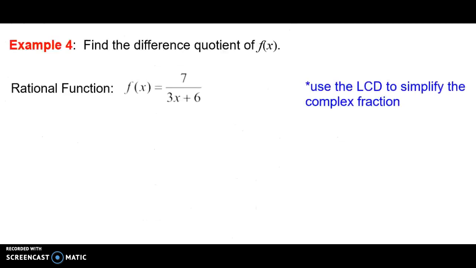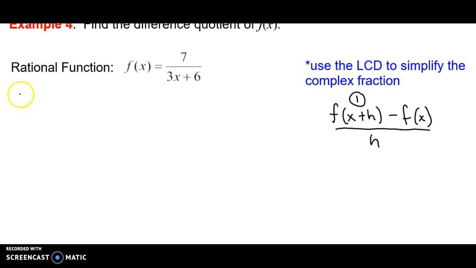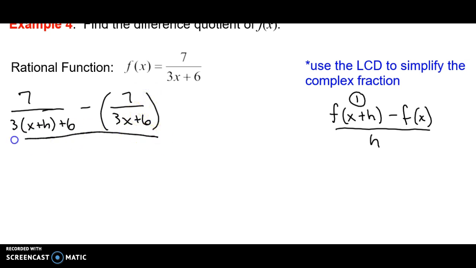Right, so let's look at this one. Example 4 says to use a difference quotient to find this function. So again, our difference quotient is f of x plus h minus f of x over h. The first step, do your f of x plus h. So you get 7 over 3 times x plus h plus 6, minus my f of x, which is 7 over 3x plus 6, all over h.